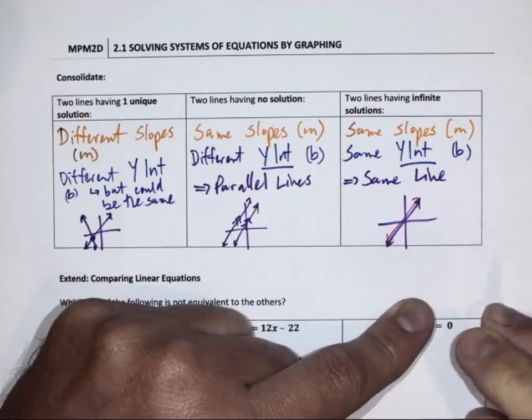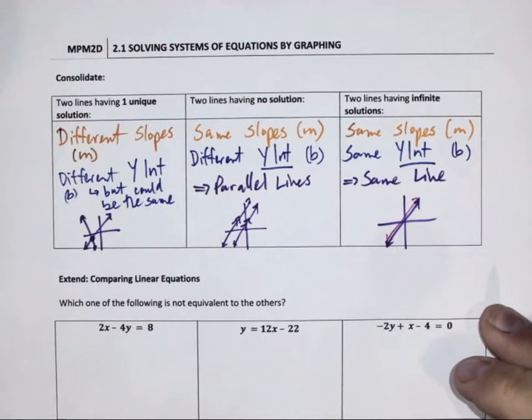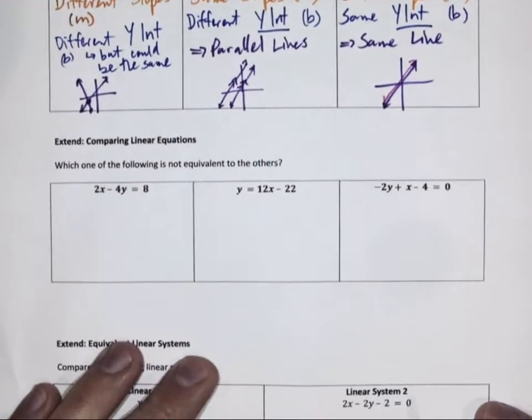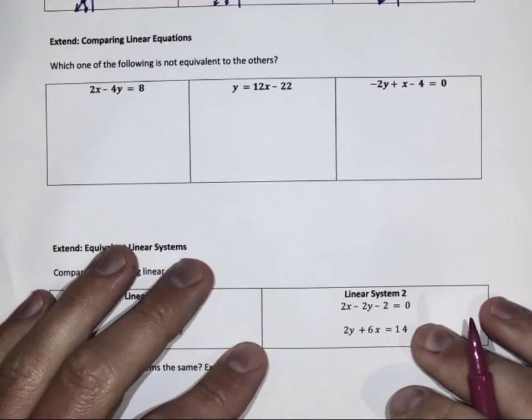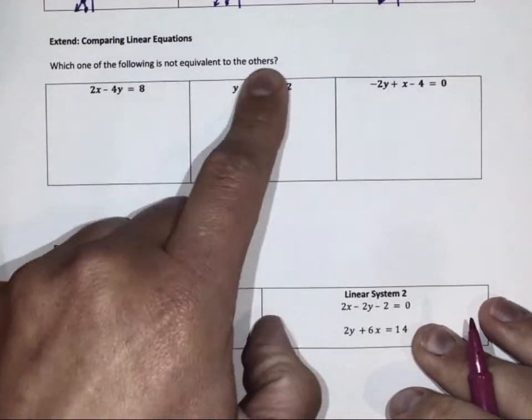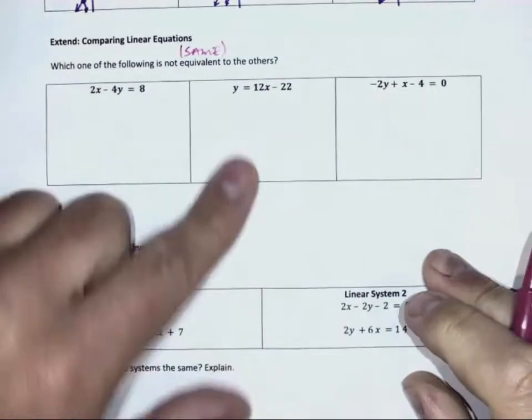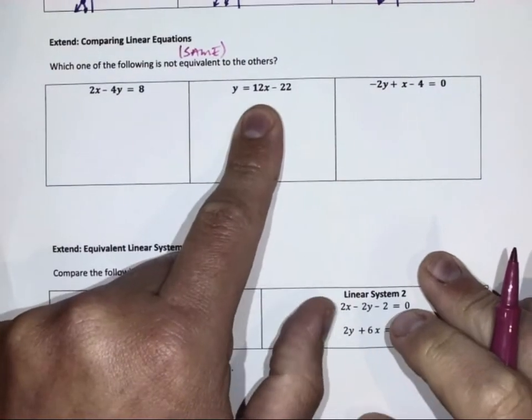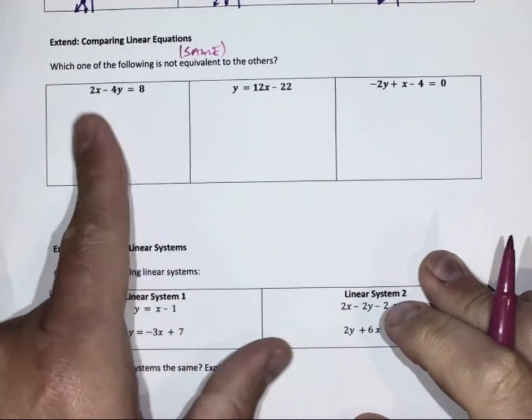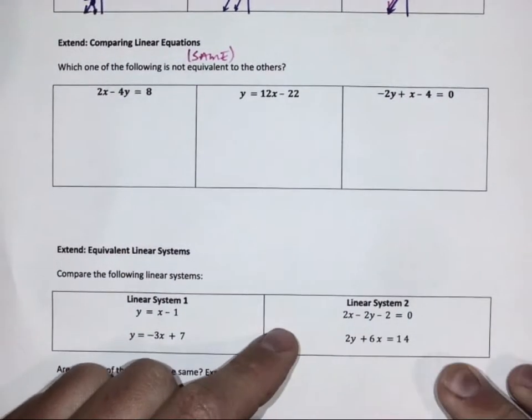They're right on top of one another, even though I've drawn them slightly side by side. So, which one of these is not equivalent? Which one is not the same? Well, we've got it in y equals mx plus b. So why don't we turn the other two into y equals mx plus b so we can see.